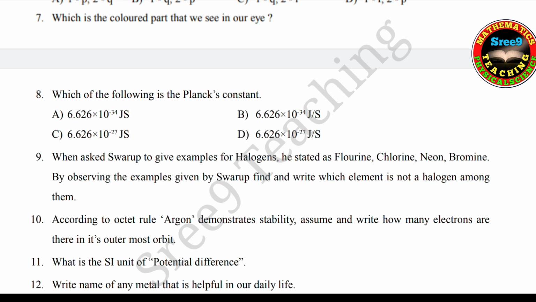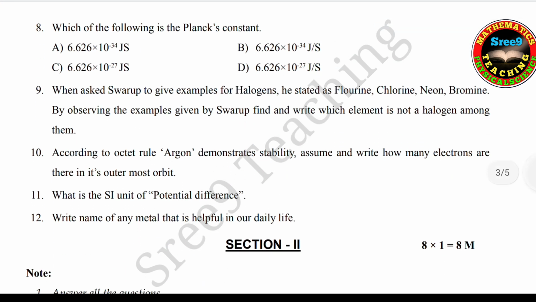Okay, now ninth one, when asked to give examples for halogens, Swaroop stated fluorine, chlorine, neon, bromine.